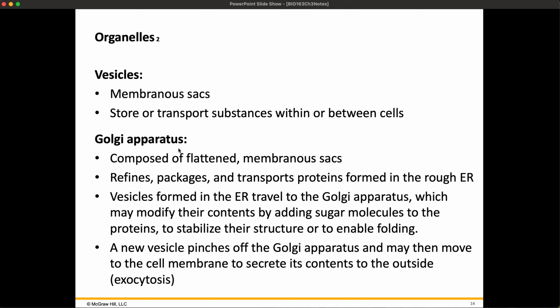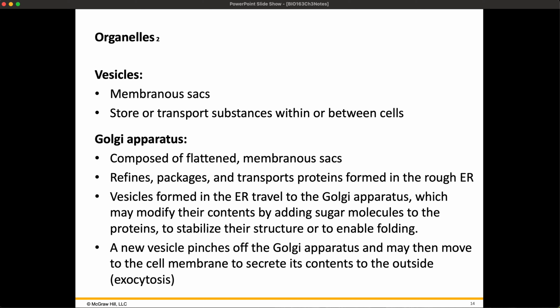The Golgi apparatus. This is more kind of flattened membranous sacs, right? It's going to refine, package, and transport proteins that were formed in the rough ER. So proteins are big structures, and they're not always completely made perfectly the first time. They have to go through some refinement to really be functional.